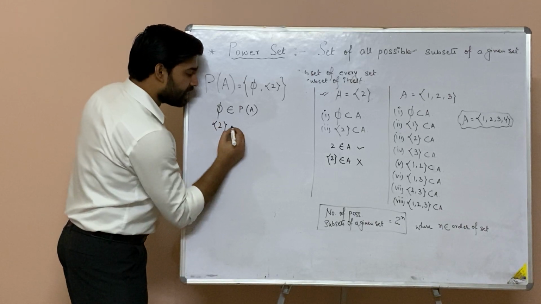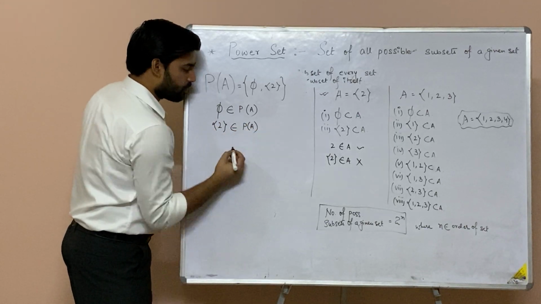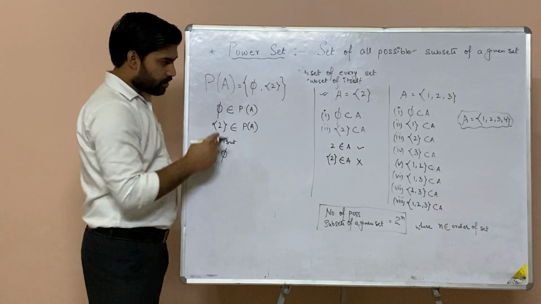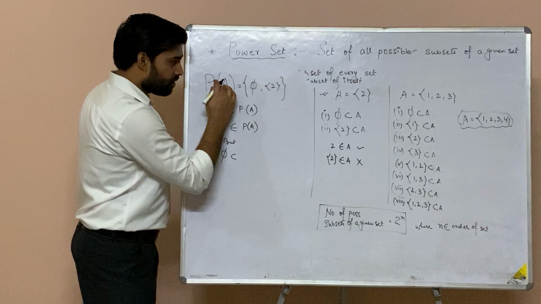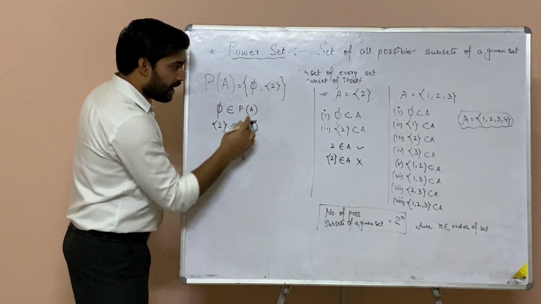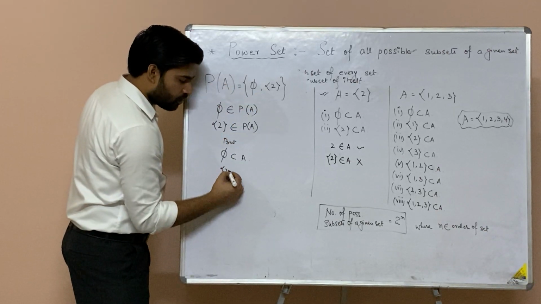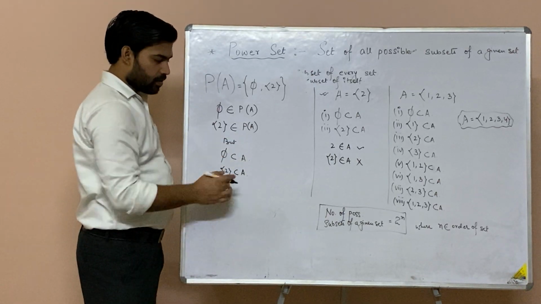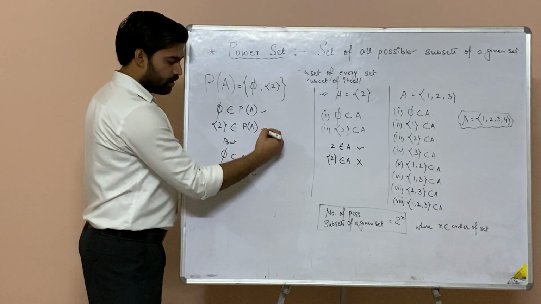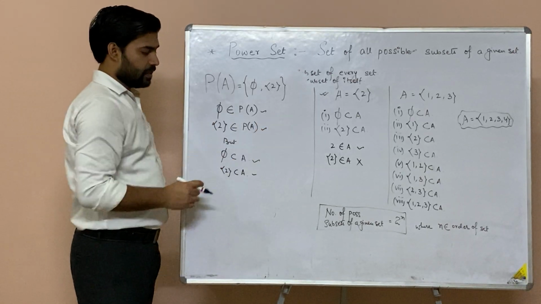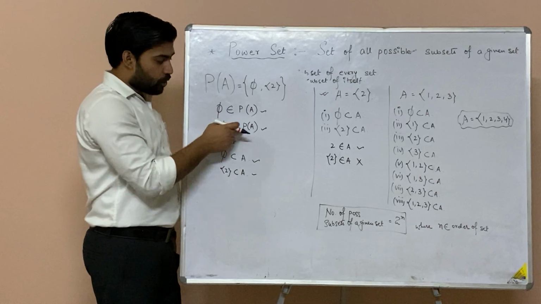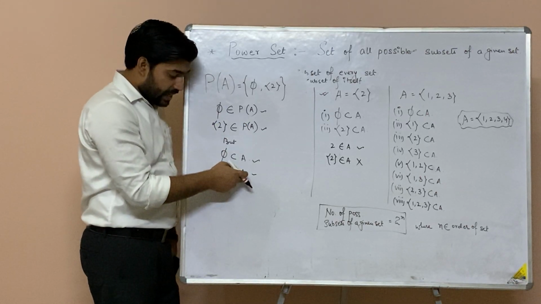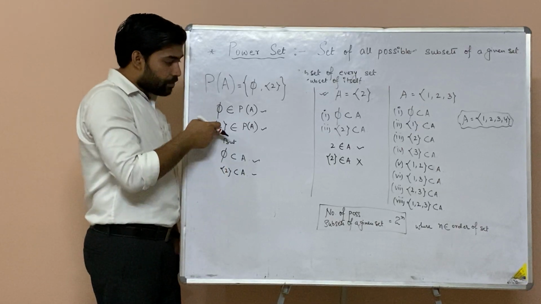Similarly, 2 as a set will belong to the power set. But when you are talking about only phi, the phi is a subset of A, true, and 2 is a subset of A, true. Getting my point or not? This is also true, this is also true. This is a subset and this is a set. So 2 as a set belongs to the power set, but 2 as a set is a subset of A. So A's subset becomes the element for the power set.